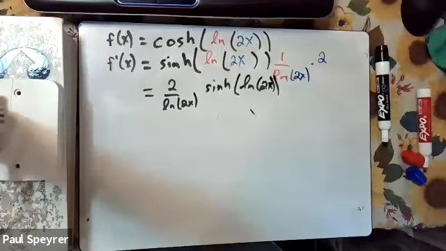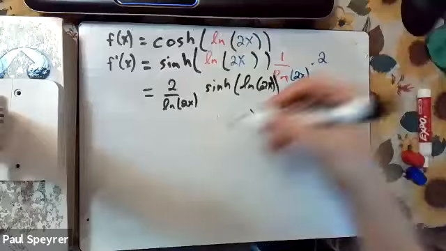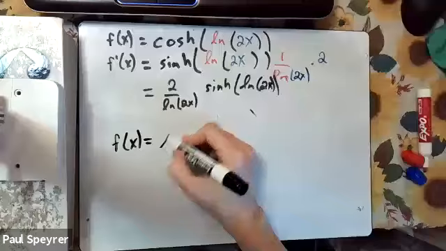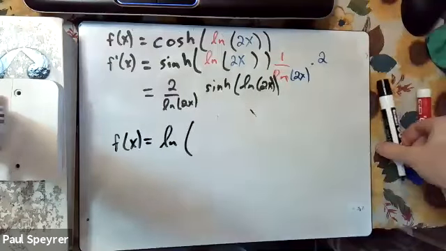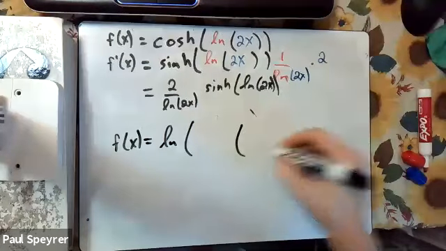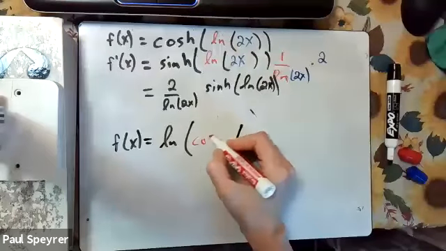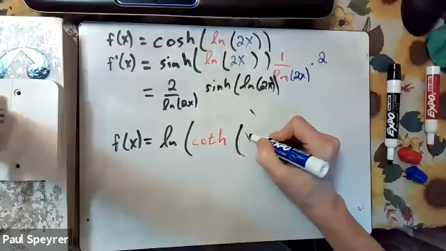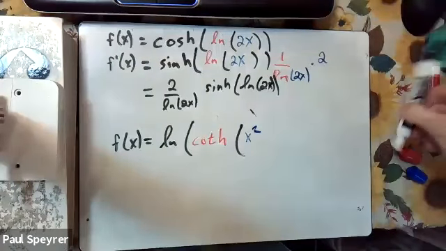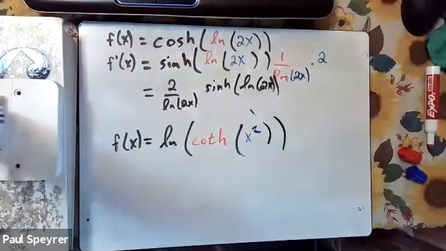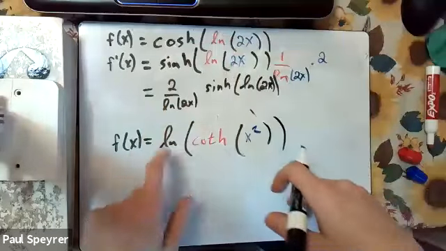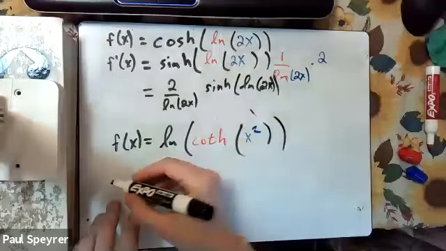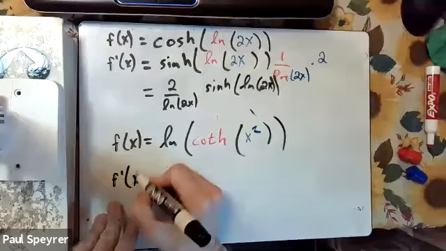What if we had f of x equals natural log of the hyperbolic cotangent of x squared? So again, chain rule 3 times, just like this one, right? It's just natural logs on the outside. Guess what? You still work it out the same way. So how do we do that, right?